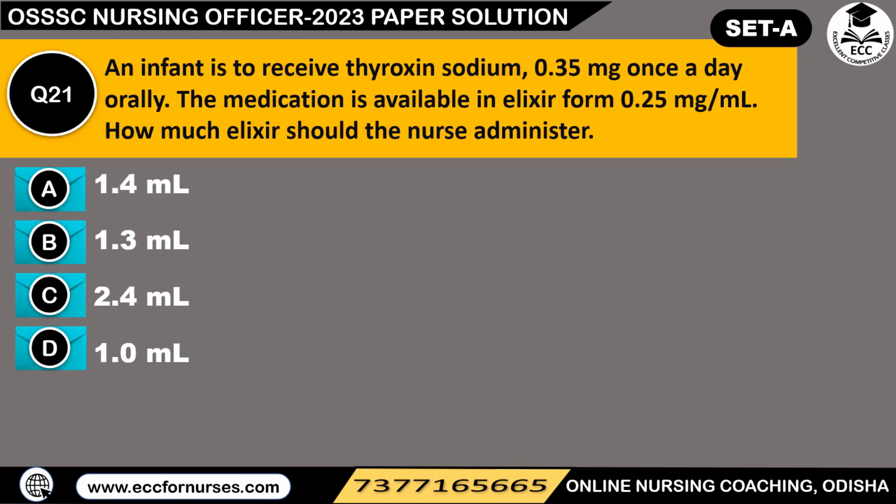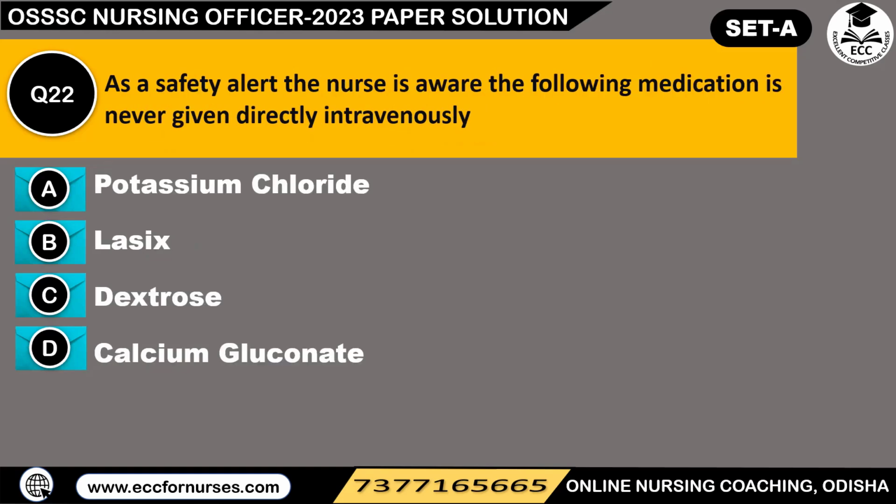Question number 21. An infant is to receive thyroxine sodium 0.35 mg once a day orally. The medication is available in elixir form 0.25 mg per milliliter. How much elixir should the nurse administer? Answer is 1.4 ml. Question number 22. As a safety alert, the nurse is aware the following medication is never given directly IV or intravenously. The answer is potassium chloride.